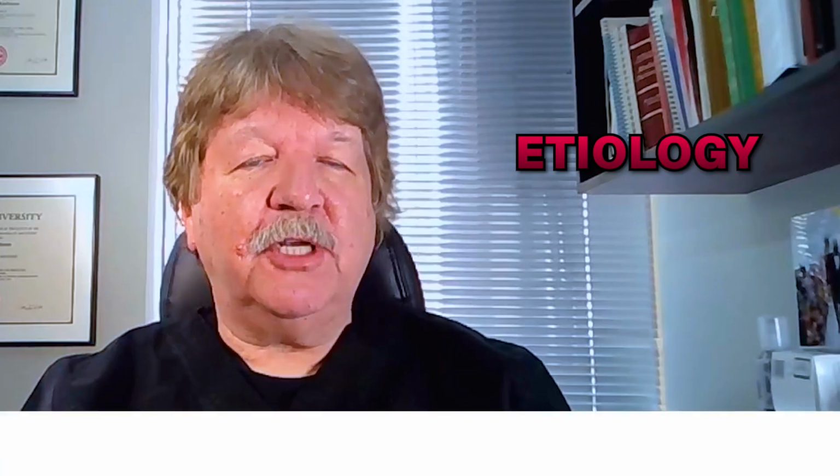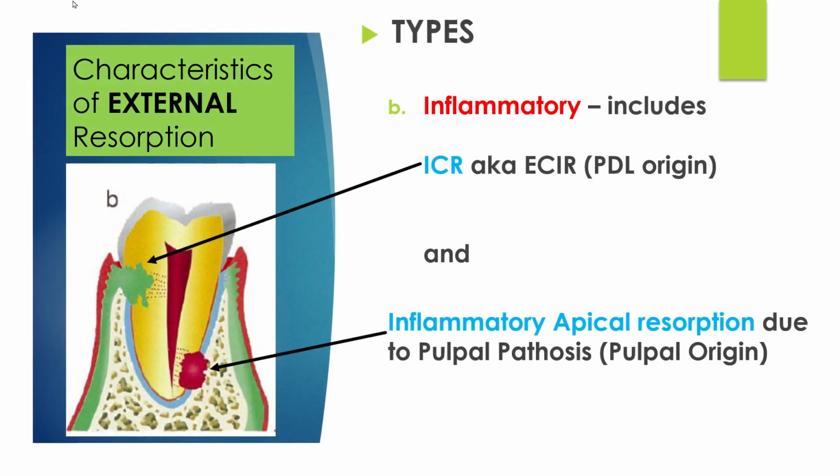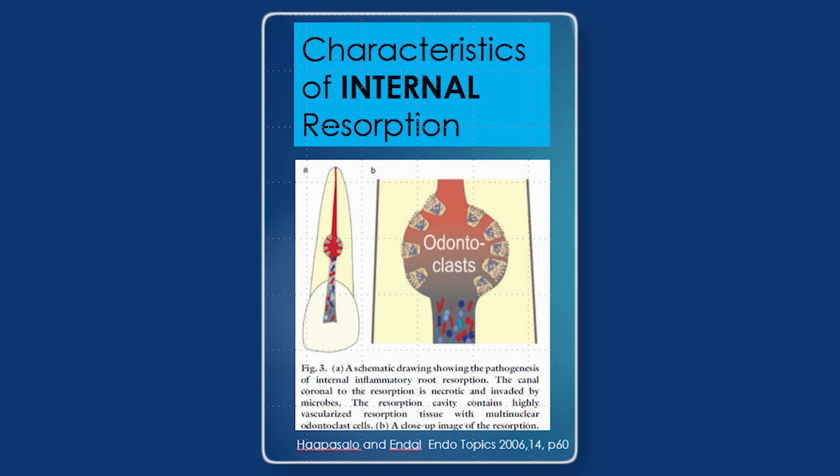The most important differentiating factor is the etiology. Whereas ECIR, external inflammatory resorption, origins lie in the attachment apparatus of the periodontium, internal resorptive lesions occur as a result of the clastic processes that occur inside the pulp.